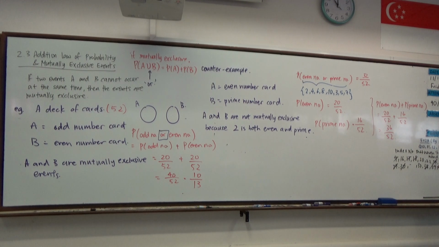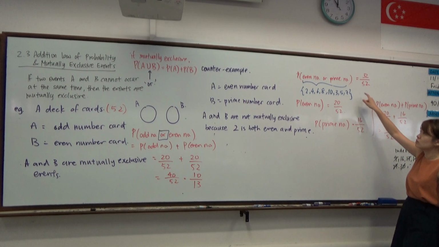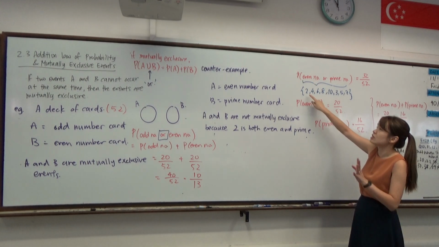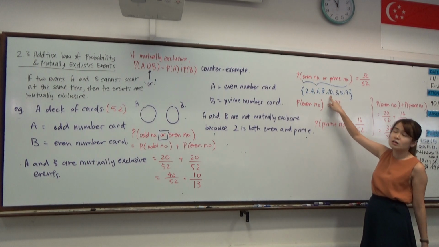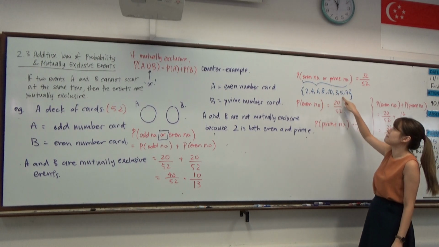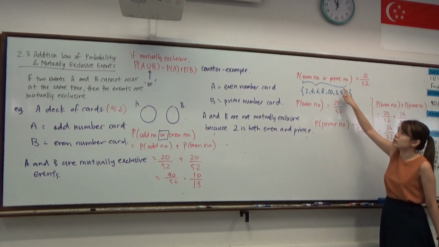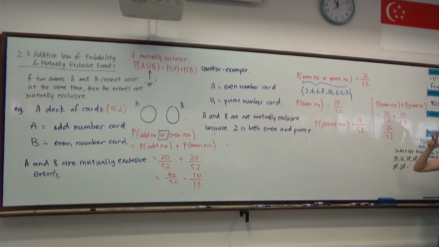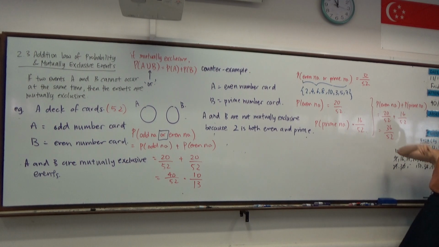Sorry? Why is it 32? Why is 32 over 52? Because the number of even number cards are 2, 4, 6, and 10, right? Prime number cards will be 2, 3, 5, 7. So the total will actually be 1, 2, 3, 4, 5, 6, 7, 8. 8 cards. But there are 4 different types, right? In the set of cards, in the deck of cards. So 8 times 4 is 32, right? So 32 out of total of 52 cards.